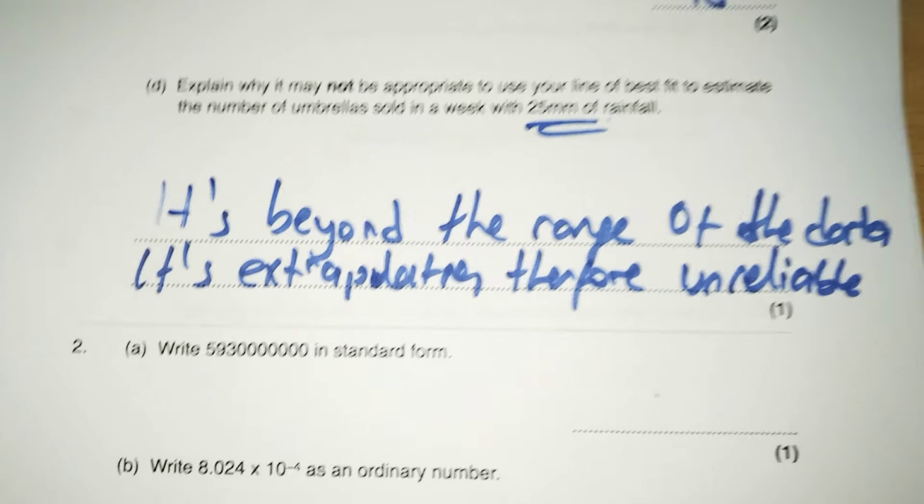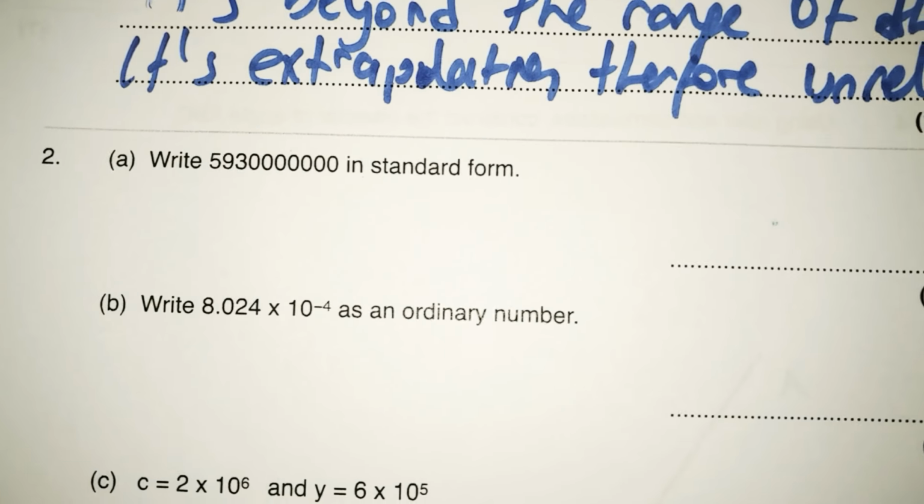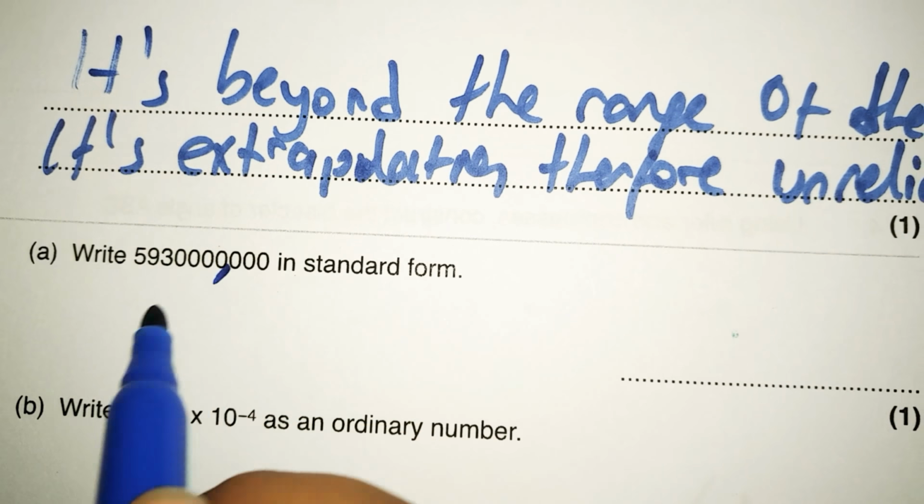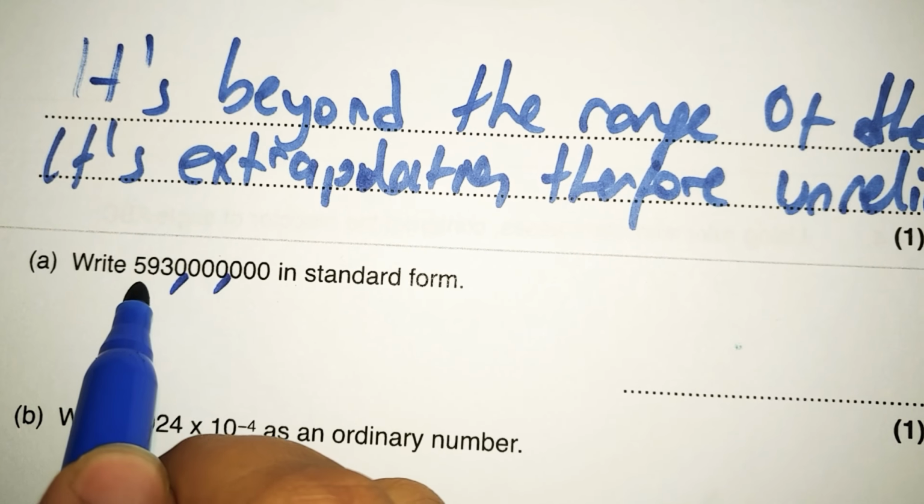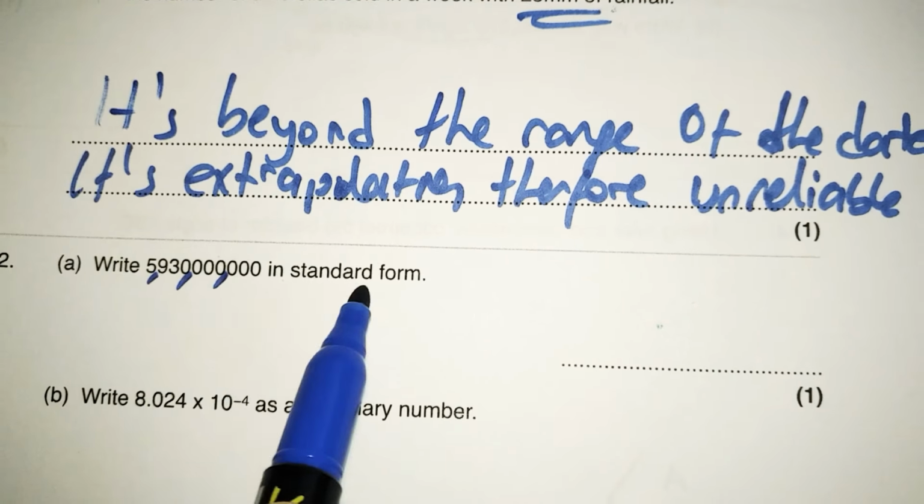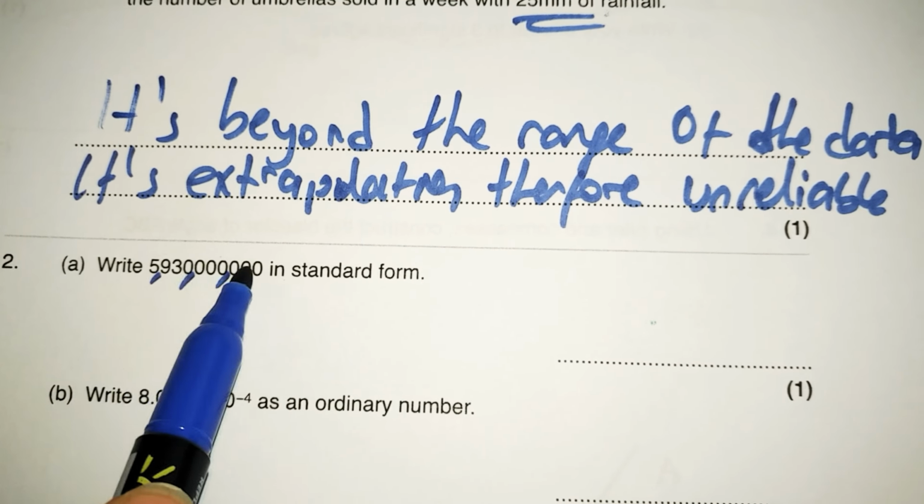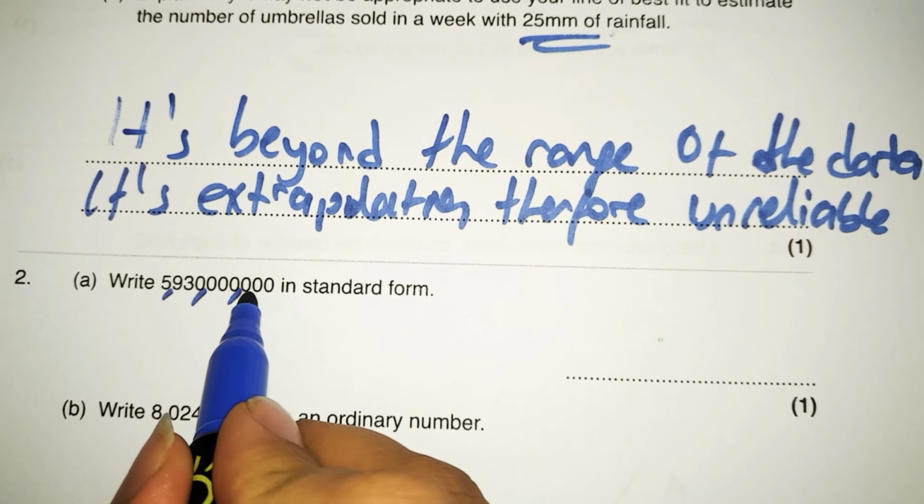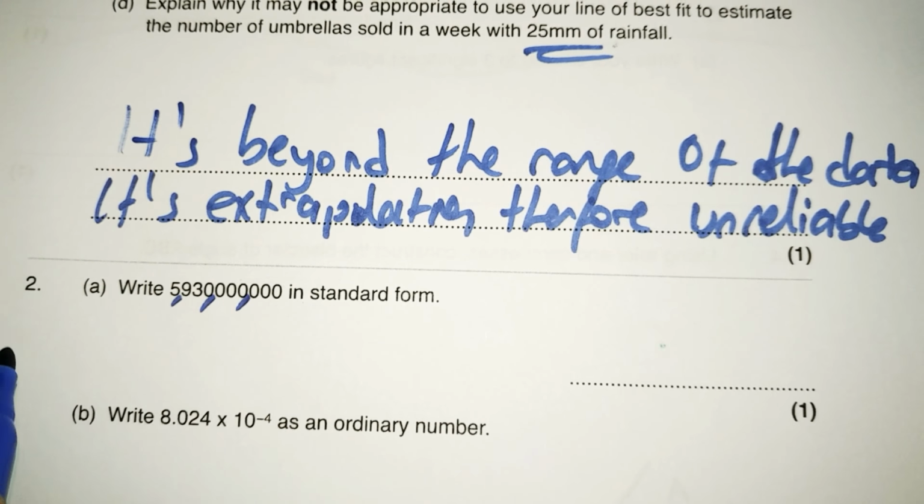So the next question is about standard form. Please take it in your list. And as you see, write these, the 5 million, in your standard form. Please separate the digits in groups of three digits. So you know this is 1,000 and a million, and then you come like this.